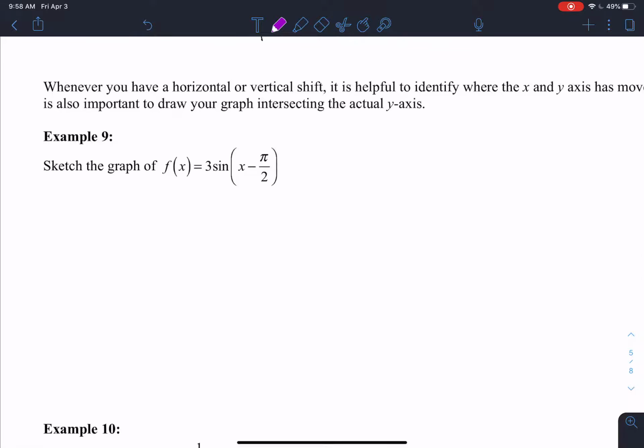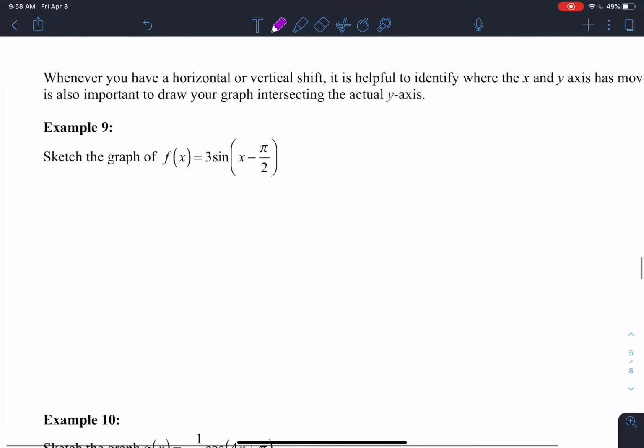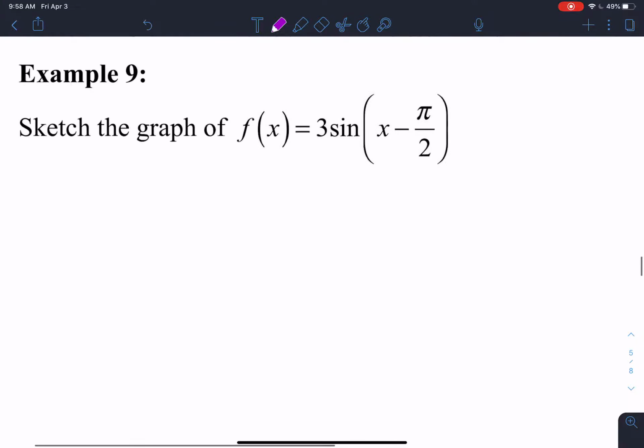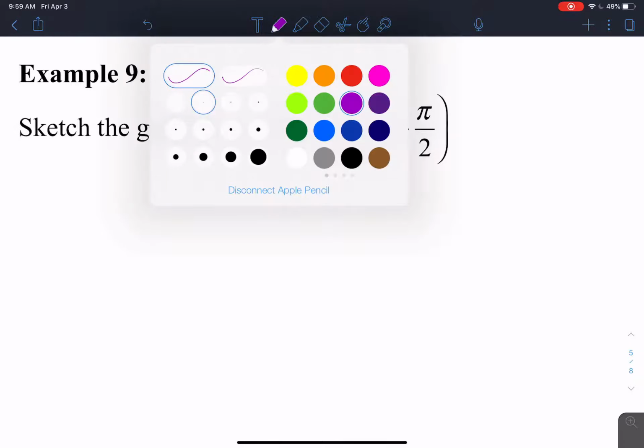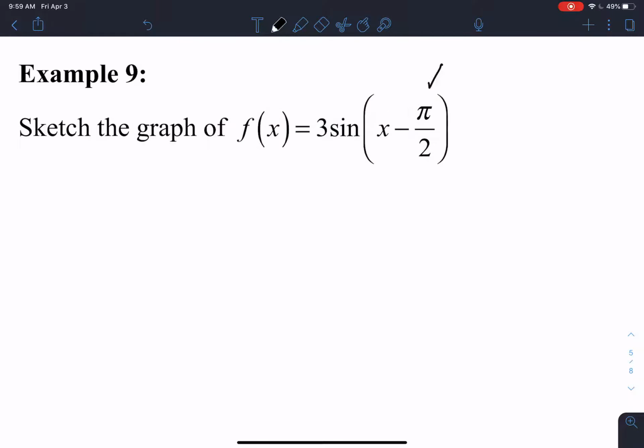Okay, now for number 9, instead of the shift being up or down, you have a shift on the inside. Okay, so this is going to move this. This is going to be right pi over 2. Okay, so instead of changing the y-axis, now we're going to be changing the x-axis.